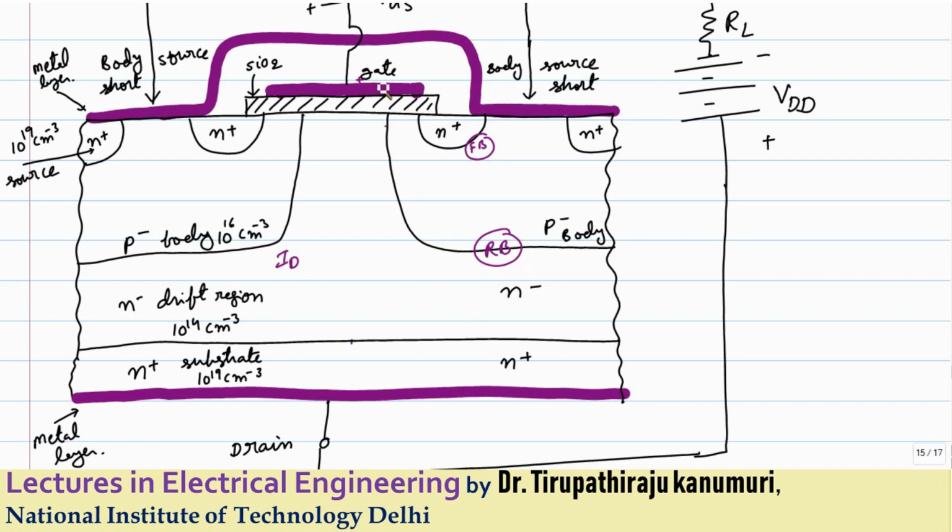Now what happens when you give the gate voltage? Because the gate is connected to the positive terminal, positive charge is applied here, so negative charges will be induced here.